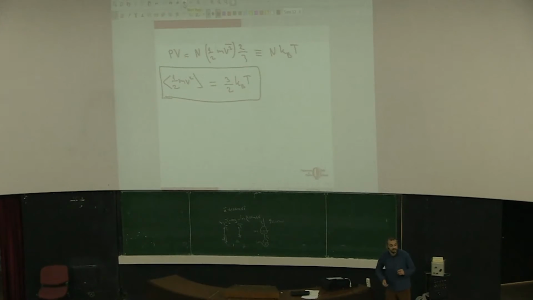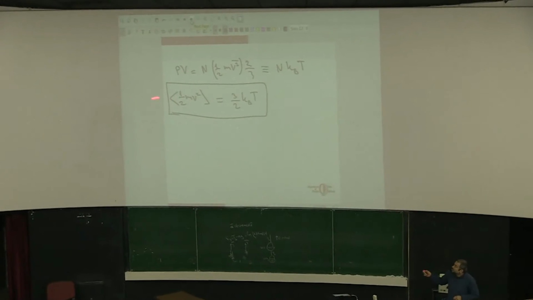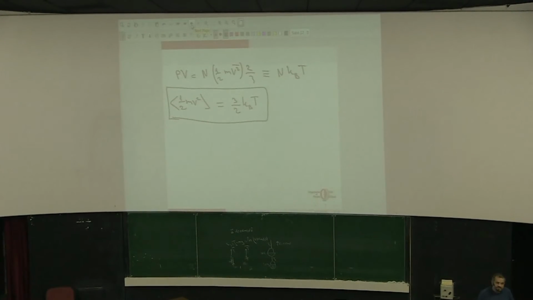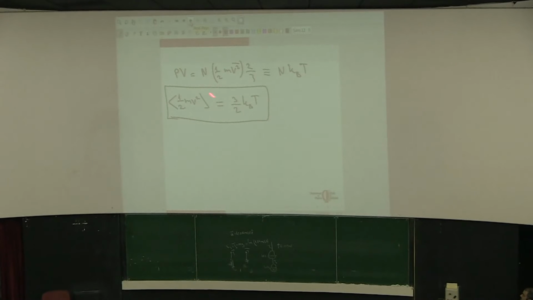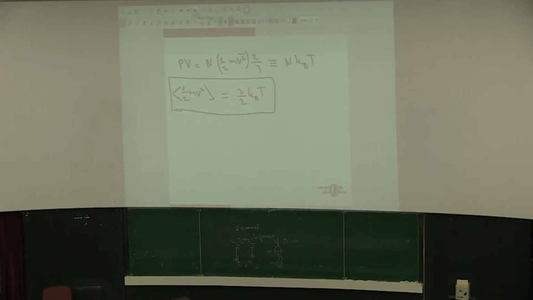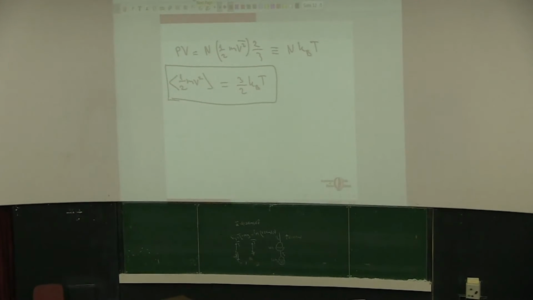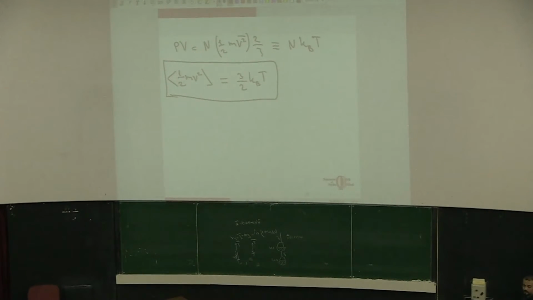This relation tells us a few things also. The minimum possible value of the kinetic energy of a molecule is 0, classically speaking. So this T can never be less than 0. This is why we call this the absolute 0. You cannot go below that absolute 0.